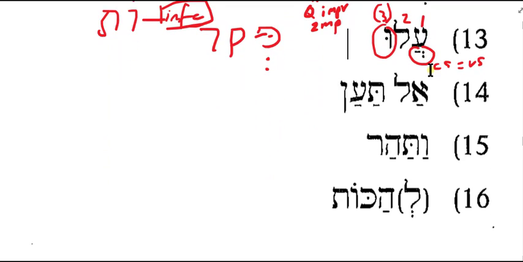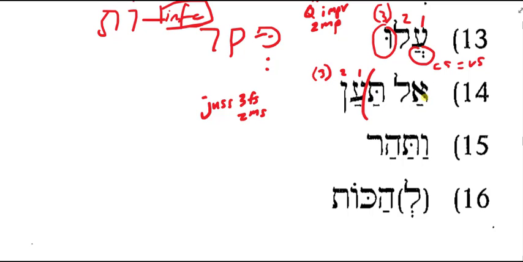Number 14, I have al ta'an. You know that because of that negative particle, al, whatever this is, it has to be a jussive, okay? And the tav, therefore, must be the prefix tav. And there's no ending here, so it's going to be jussive, and a tav with no ending is either 3fs or 2ms, okay?